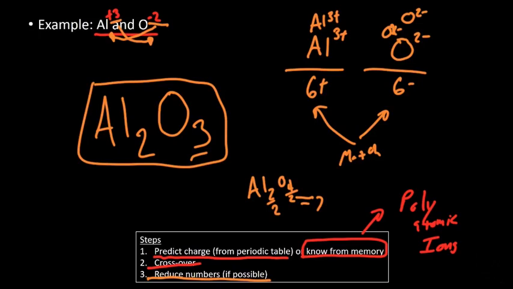So if you can divide by the smallest one and you get nice whole numbers, then you do that. That would give me AlO2. So we reduce if possible. In this case, if I divide both of them by 2, 3 divided by 2 doesn't give me a whole number, right? So if I divide this guy by 2 and this guy by 2, then I don't get whole numbers. And so that means we don't reduce. But we'll look at an example in just a second where we do reduce.